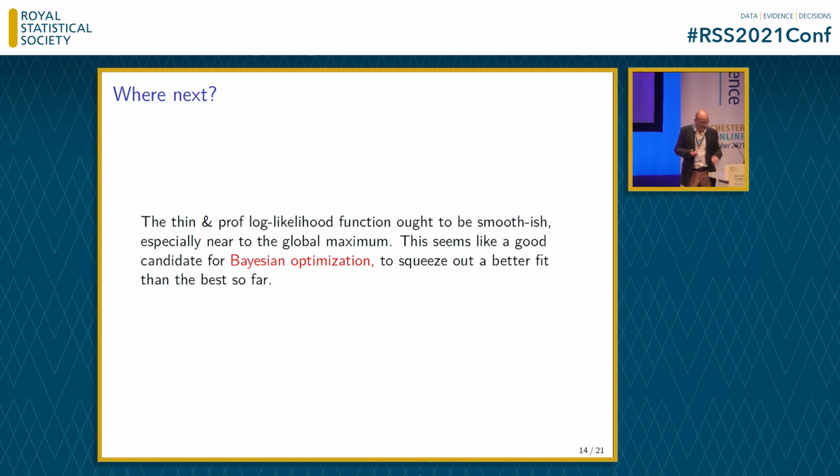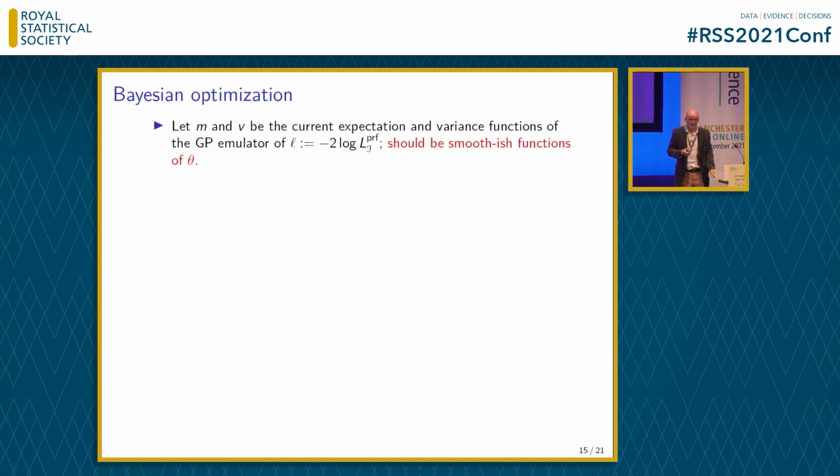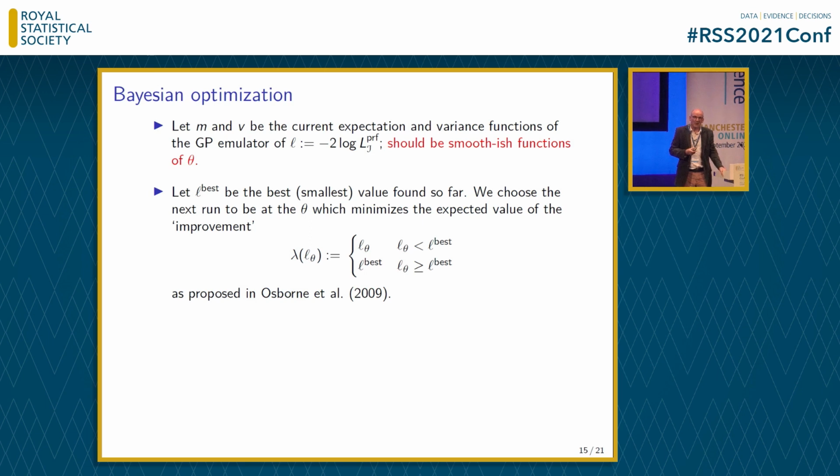Some of you will be familiar with the idea of Bayesian optimization, which is what I'm talking about here. Here's a brief slide on Bayesian optimization. We're going to fit the negative log likelihood, that is the misfit function, with a Gaussian process. And that Gaussian process is going to be parameterized by a mean function and a variance function, and they are going to be smooth functions of theta. Now, the idea is that when we're looking to run our next point, what we'd like to do is find a point with a big expected improvement.